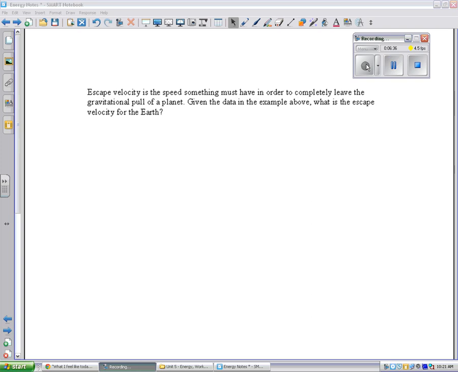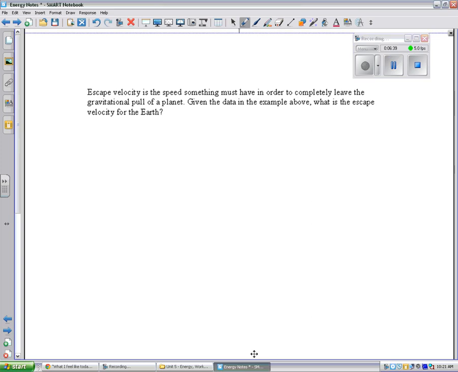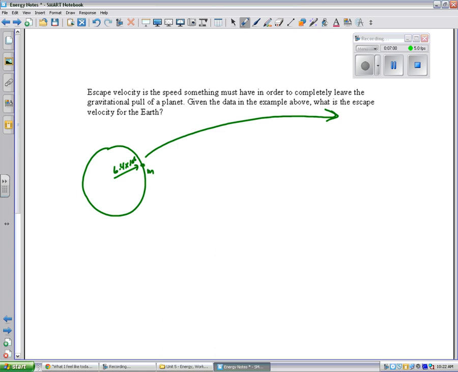This next question talks about escape velocity. The escape velocity is something that it must have to completely leave the gravitational pull of the planet. So we're going to do something like that here. We're going to say that this object starts, and remember the radius of the Earth is 6.4 times 10 to the 6th. We have an object, say, of mass m on the surface, and we want to launch it so it gets completely away. So this is going to be point A, and this is going to be point B. And remember the mass of the Earth is 6 times 10 to the 24th. So there's the data we're going to need.